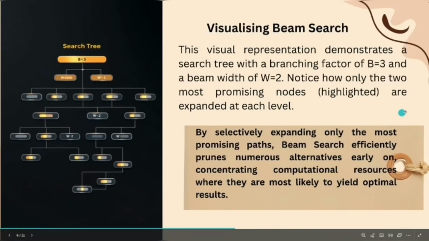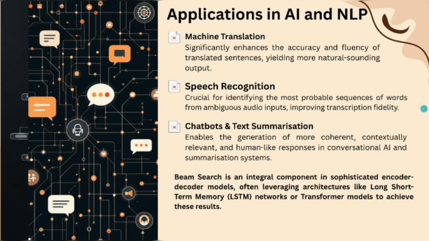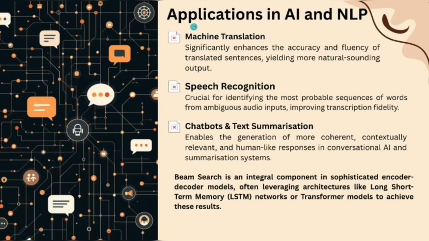So thank you, Vivek. Now we'll go on to applications. We should also know the applications of beam search in AI and NLP, because if we know how it works but we don't know where it is used, then it is difficult for us. So we should also know what the applications of the beam search algorithm are. Beam search algorithm is everywhere in modern AI. Here are a few real examples I can share with you.